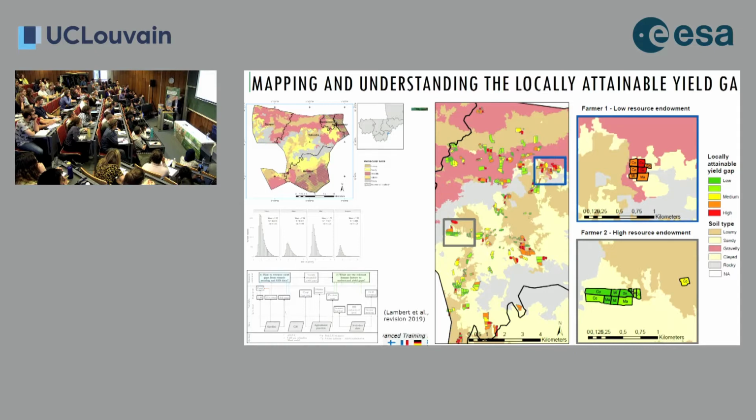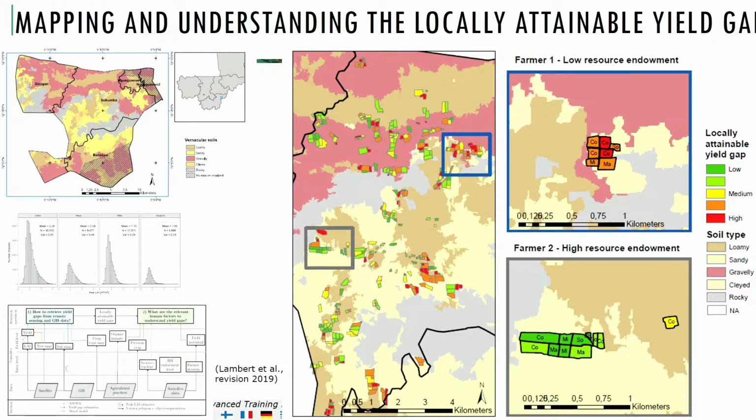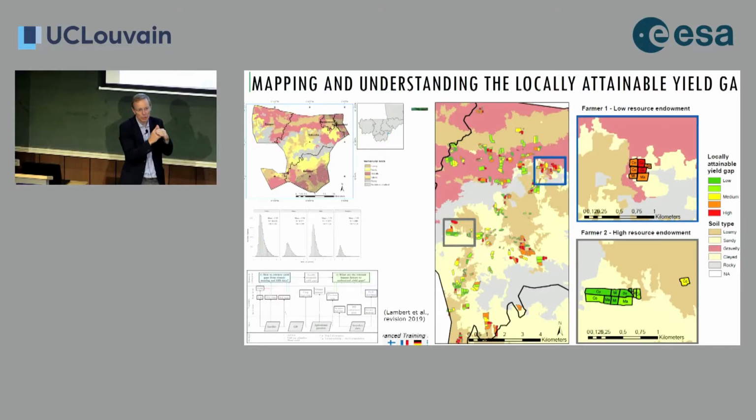But this is not enough. What you want to tell is not that. What you want to tell is, in Mali, where can I improve the yield? Where can I improve the production? And therefore, we use what we call the yield gap.